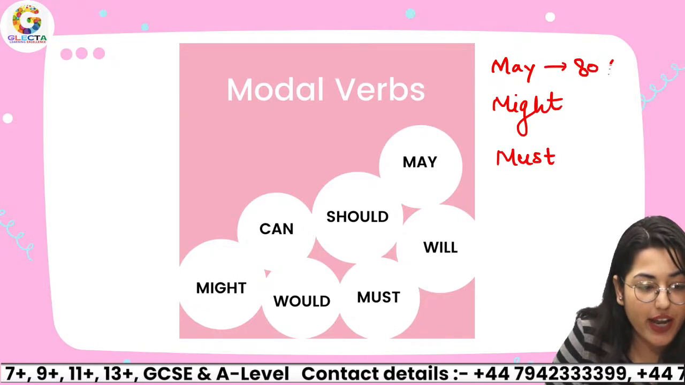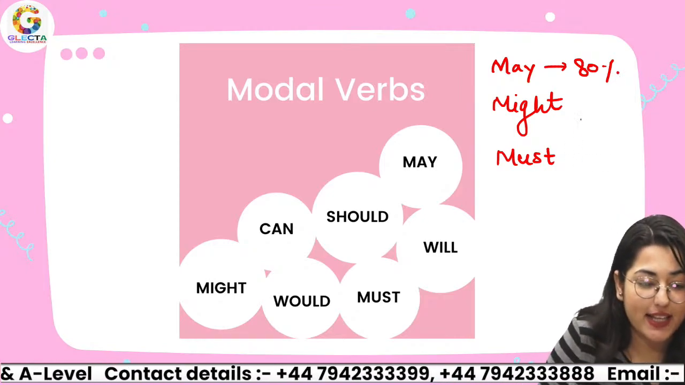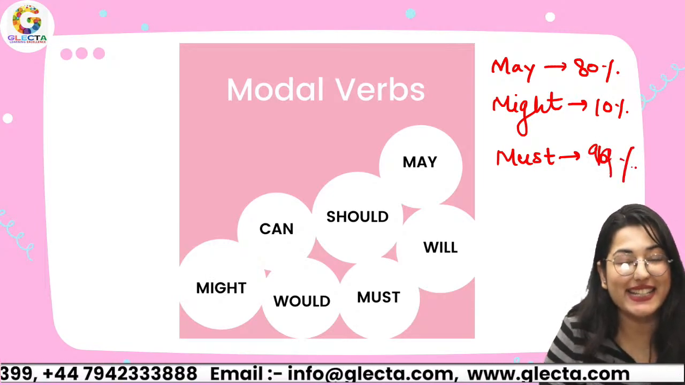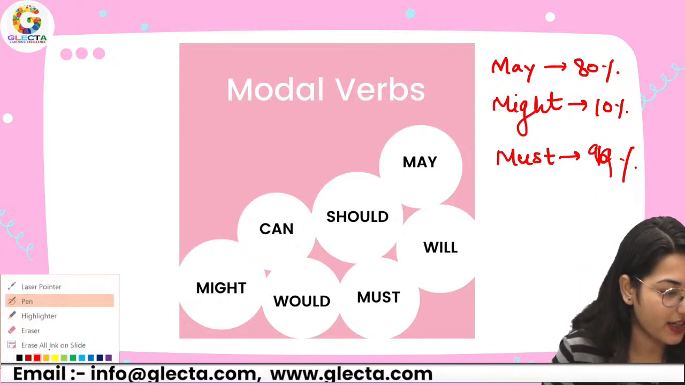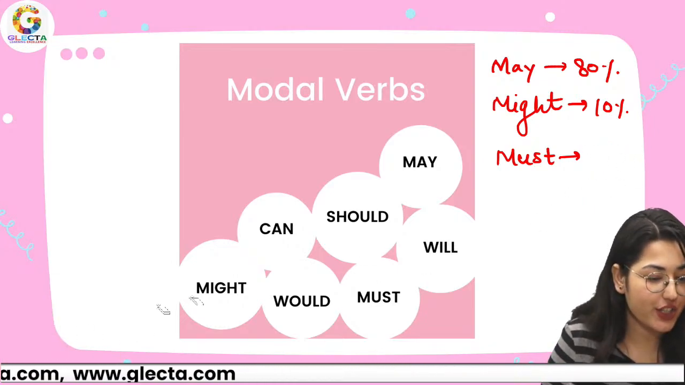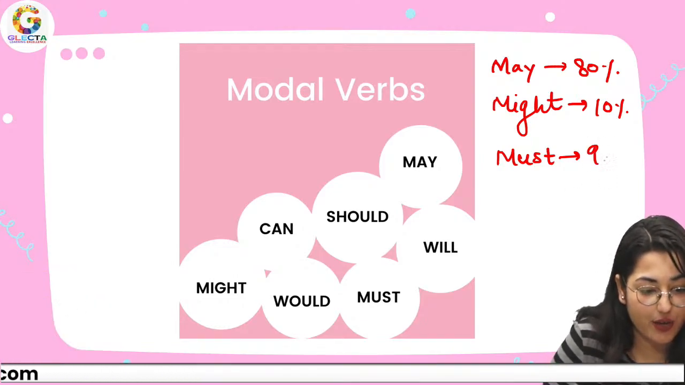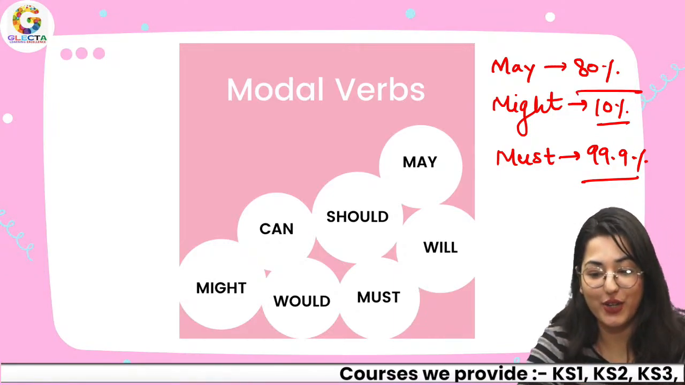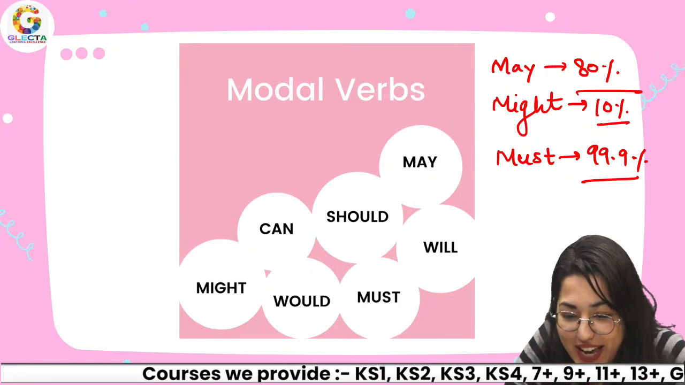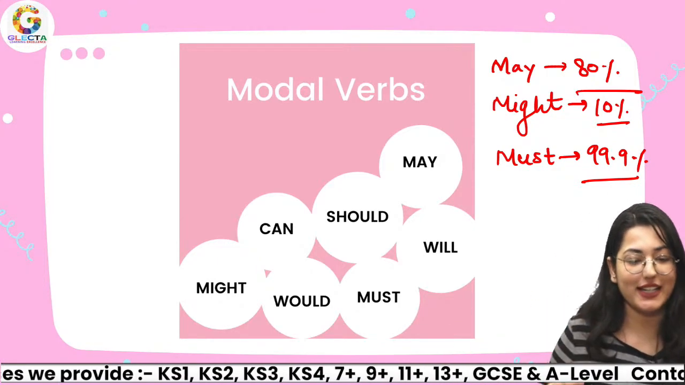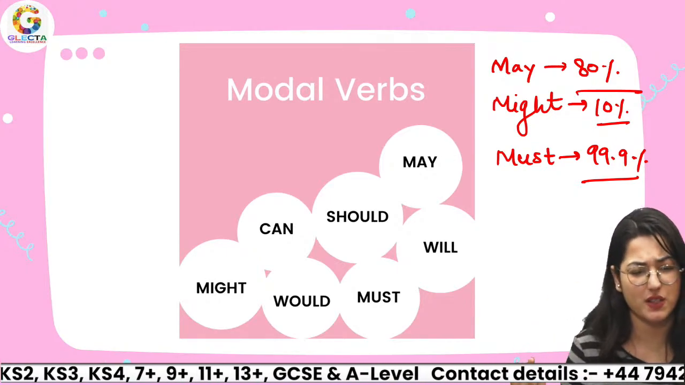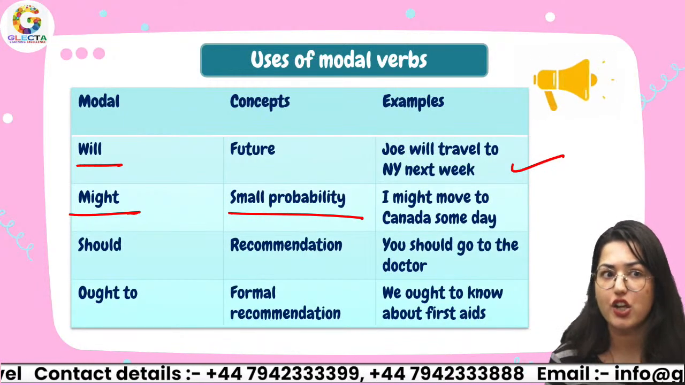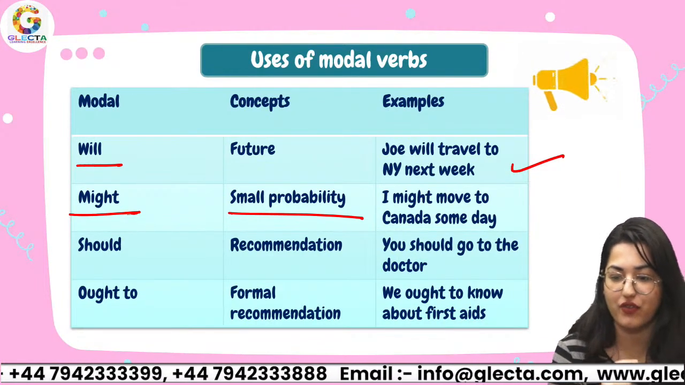Whenever it says may, it's about 80% possibility. When it says might, it's about 10% possibility. And when it says must, it's about 99.9% possibility. So we need to use may, might, and must for possibilities. Students, recall these percentages. I'll be asking you, right? Aradhya is saying sure. Come on, quickly recall these percentages. May for 80% possibility, might for 10%, and must for 99.9%. Like, you must have done this, right? So I am 99.9% sure that you must have done this.